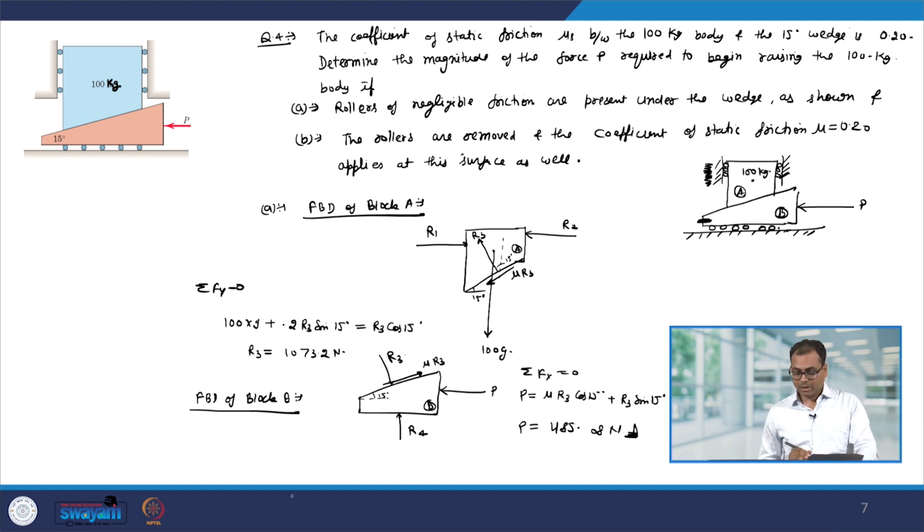Part B, wherein the rollers are removed and replaced by a frictional surface, you can take it as a homework problem, and the final answer for part B is P equal to 681 Newton.